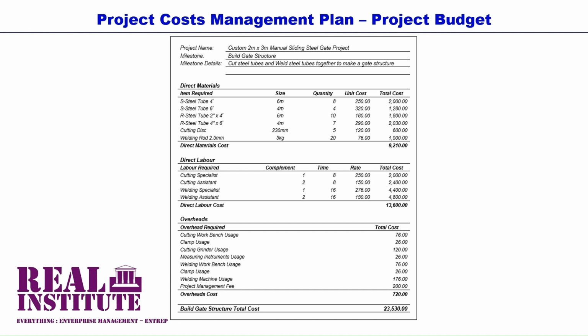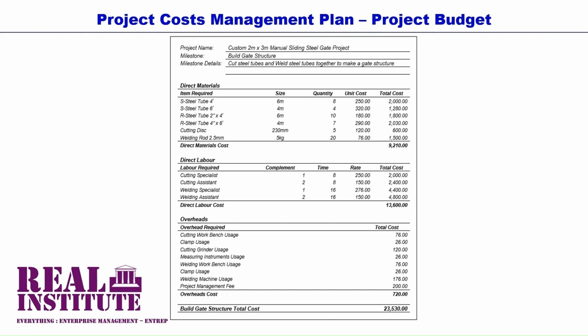Then, as was the case with the gate design phase, we can proceed with the allocation of cost items or activity resources cost into direct materials, direct labor, and overhead cost groupings or categories. The direct material costs in the case of this phase or milestone, the build gate structure phase. There are several direct material types that are used or consumed in the activities of this phase. These consumables are mainly different types of steel tubes, and also cutting discs and welding rods.